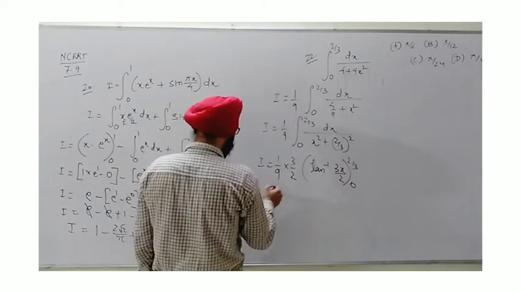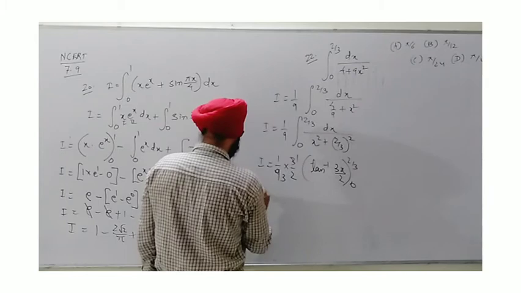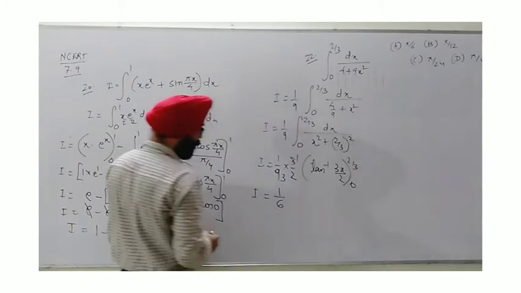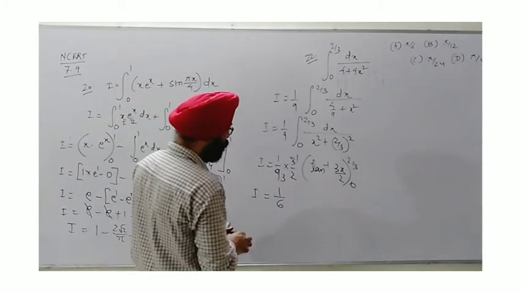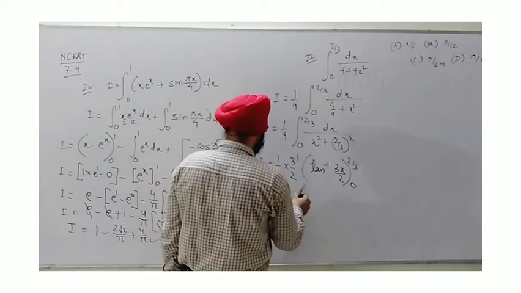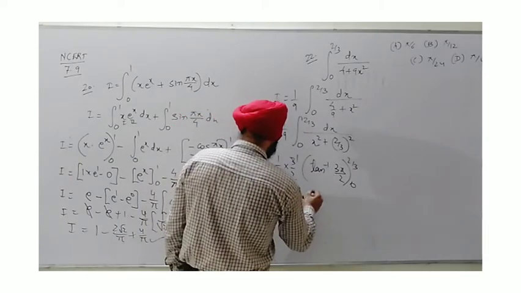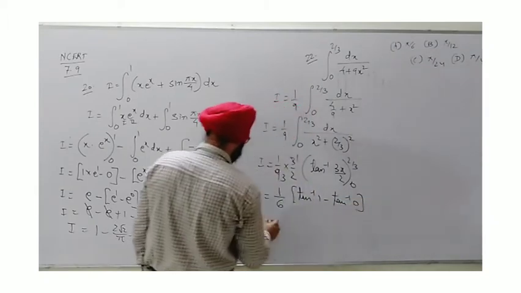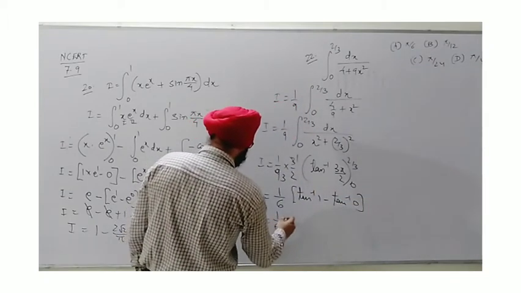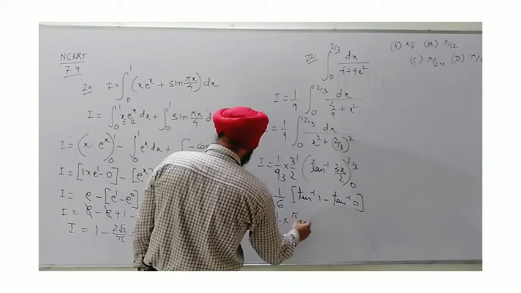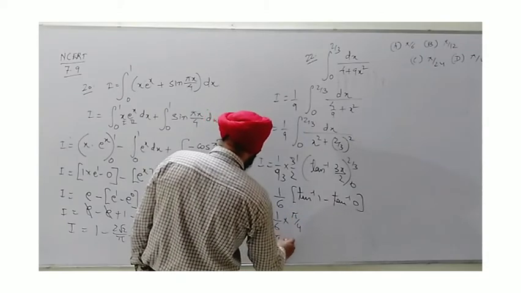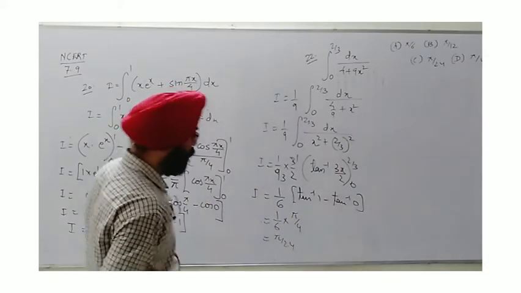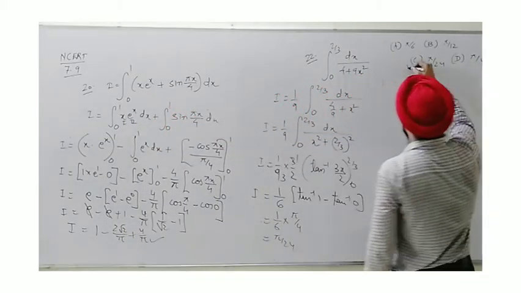Now taking the values, I is 1 by 6. Now if I put 2 by 3 here, obviously we get tan inverse 1 minus tan inverse 0. Solving, we get 1 by 6 into, from here, pi by 4. So pi by 24. So the correct option is C for this one.